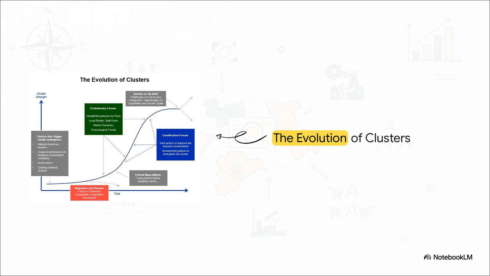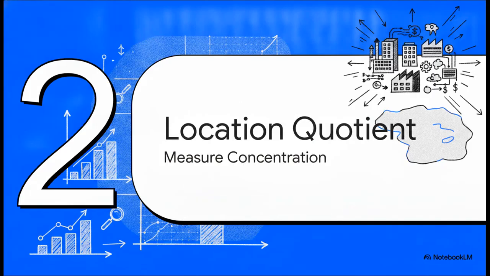But then it actually undergoes an evolution. Notice that really long, flat period at the beginning? That is the critical mass effect. It takes a long period of foundational growth before the real explosive dynamics kick in. But once it hits that inflection point, boom. Evolutionary forces, like local rivalry and joint investments, literally propel the cluster's strength rapidly upward. For you, understanding exactly where an industry sits on this curve is absolutely vital for targeting your sales efforts. Moving right along to part two, the location quotient explained, or how we measure concentration.